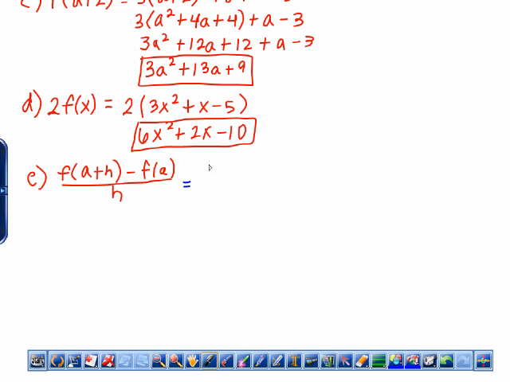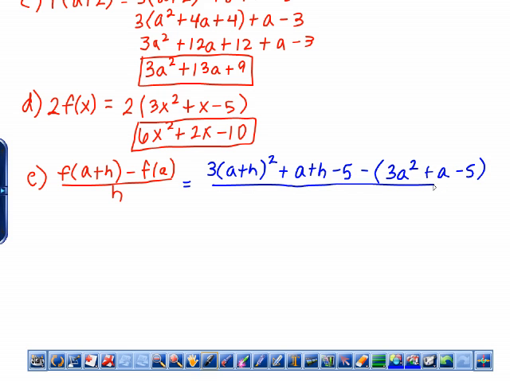Now, we're plugging in a plus h in for x, so we'd have 3 times a plus h squared plus a plus h minus 5. And since I'm subtracting something that's more than just one term, I'm going to use parentheses. And then 3a squared plus a minus 5. This is all over h. Okay, so then we need to FOIL the a plus h and multiply by 3. I'm going to do that all in one turn. If you need to do that in multiple steps, that's totally fine.